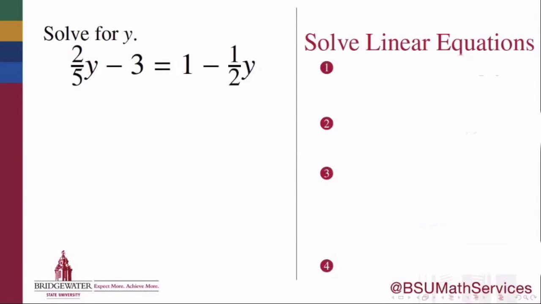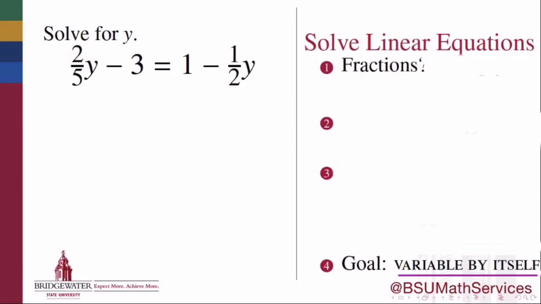To solve a linear equation in one variable, begin by reminding yourself what the goal of this problem is. It's to get the variable by itself on one side of the equation. Make sure that all the steps you're about to do get you closer to that goal.